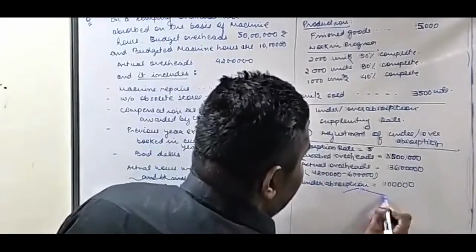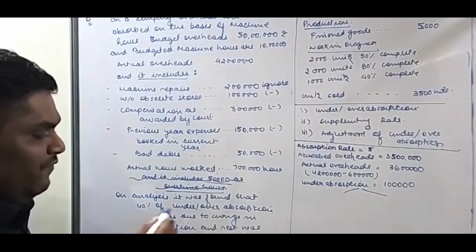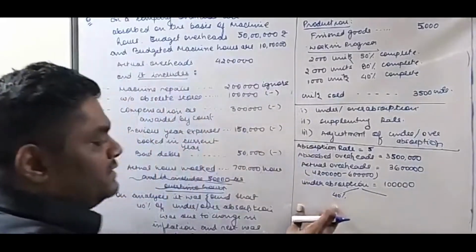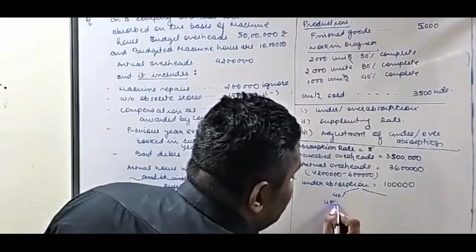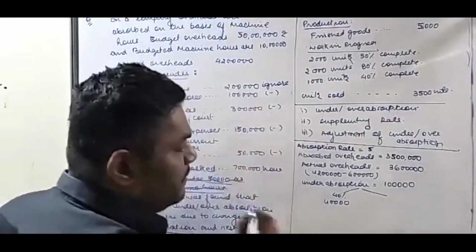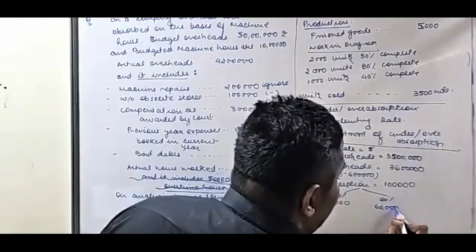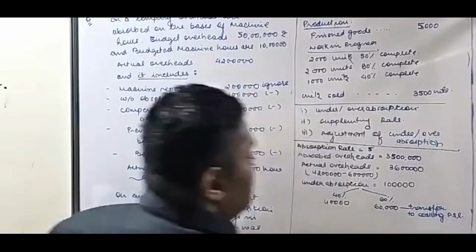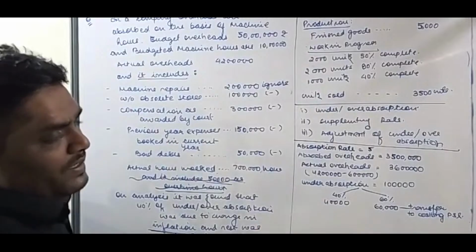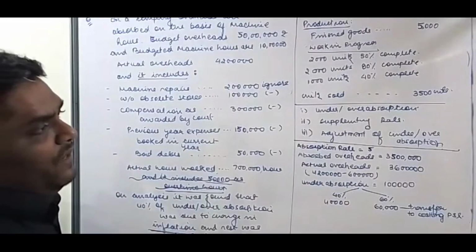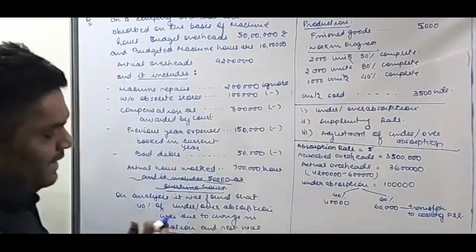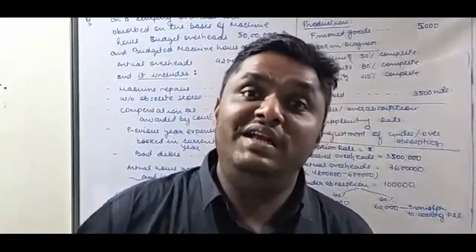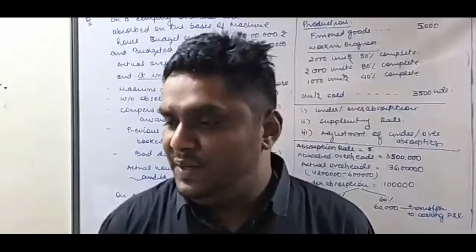Now of this 1 lakh, again there was a bit tricky change in the language. On analysis, it was found that 40% of the under absorbed overheads was due to change in inflation. So 40%, that is 40,000, we have to use to calculate the supplementary rate, because it is due to inflation, and 60%, that is 60,000, we have to transfer to costing P&L. In every question you have seen that 60% is due to defective planning, but I have written that 40% is due to inflation, and for inflation only we have to calculate the supplementary rate.